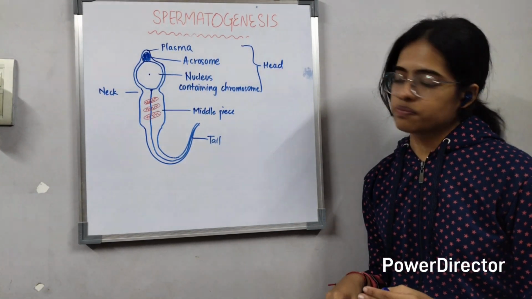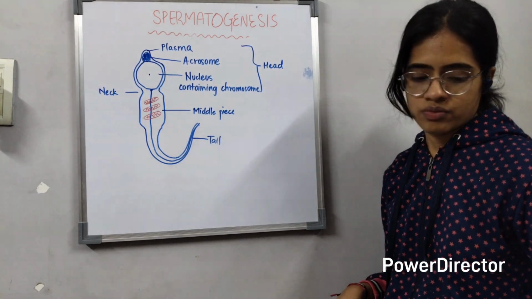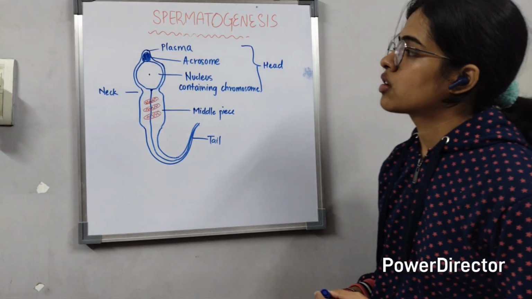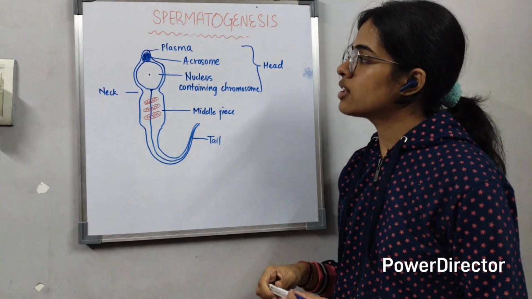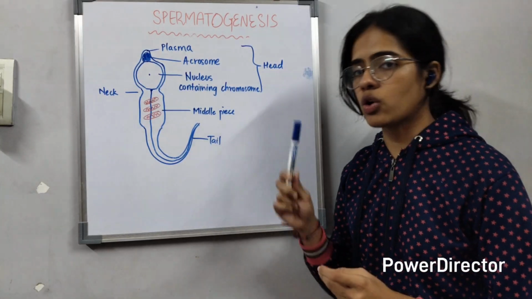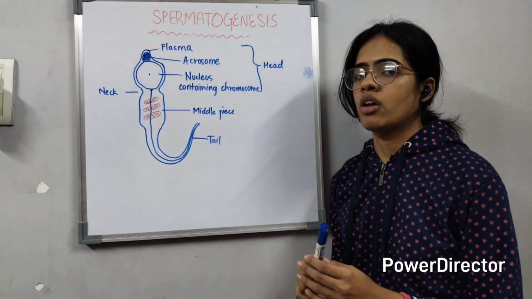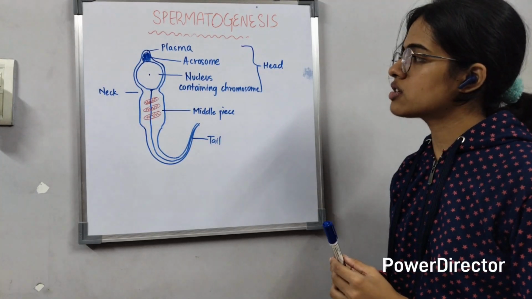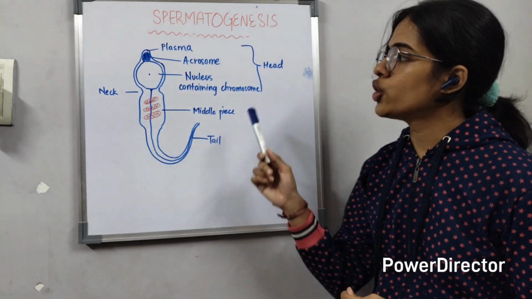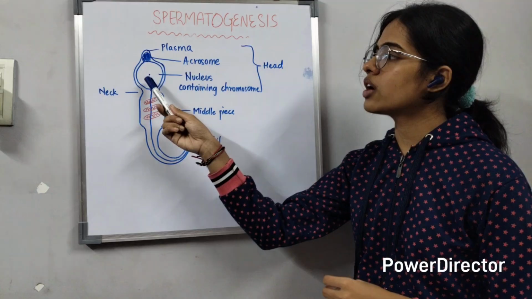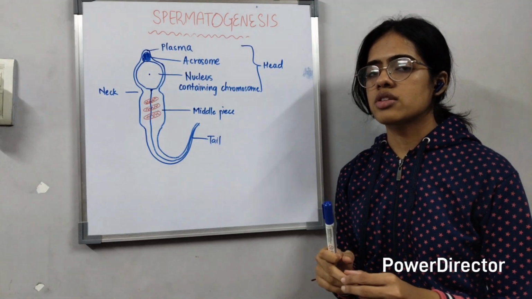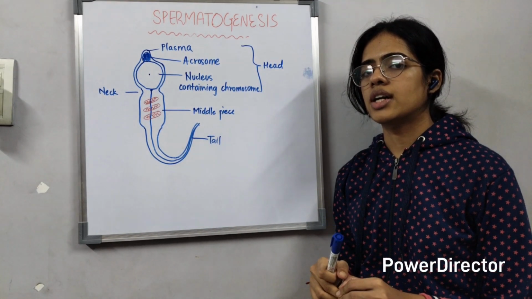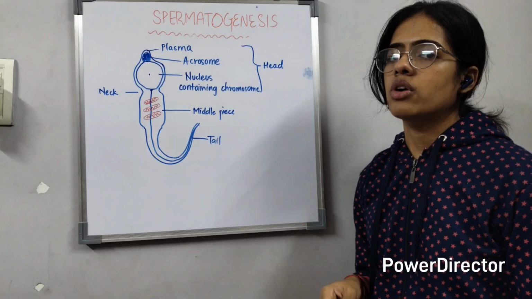Next is an acrosome. Now, the acrosome is present in the anterior position, that is the topmost position of the sperm. It is a cap-like structure which is present on top of the nucleus. This is the nucleus of the sperm, which contains the chromosome material.